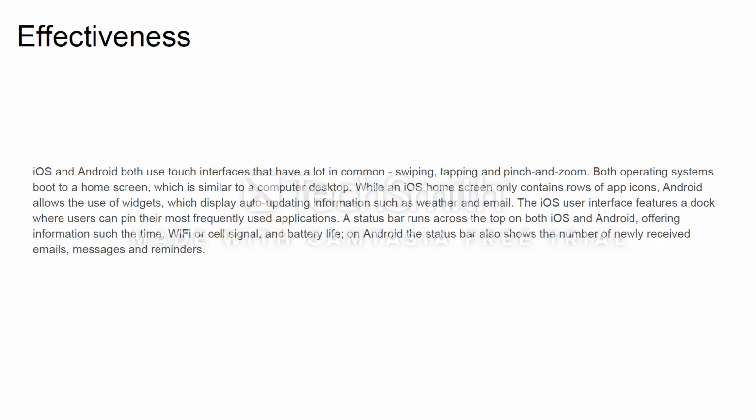The iOS user interface features a dock where users can pin their most frequently used applications. A status bar runs across the top on both iOS and Android, offering information such as the time, Wi-Fi or cell signal, and battery life. On Android, the status bar also shows the number of newly received emails, messages, and reminders.